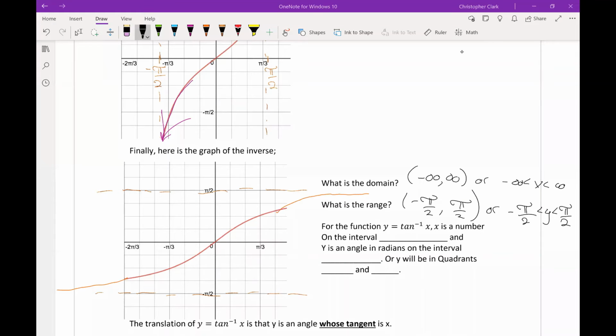Now for the function y equals tan inverse of x, x is a number on the interval negative infinity to infinity. So all real numbers, right? Any value of x is going to make sense. And y is going to be an angle, right? Remember that in an inverse function, you put in a value, you get an angle. In a regular trig function, you put in an angle, you get a value. And the angle is a y value, so we have to look at our range. So it is from negative pi over 2 to pi over 2.